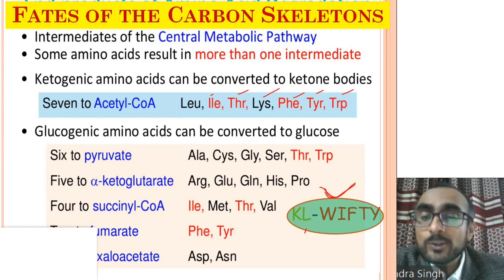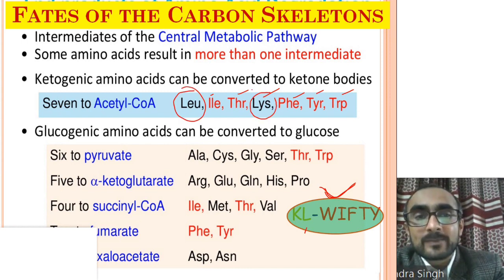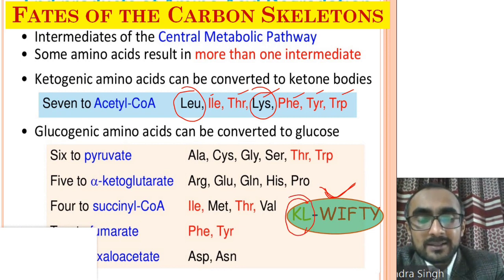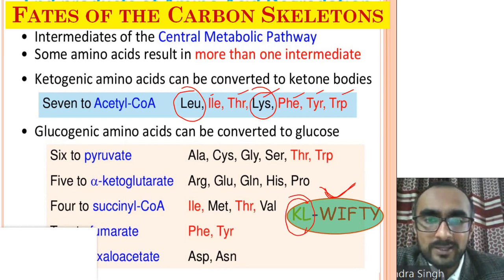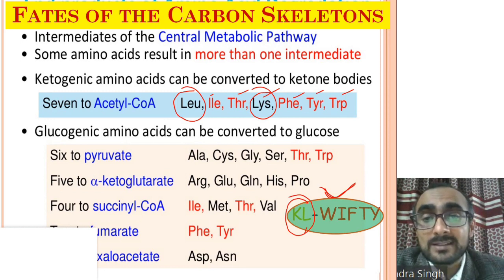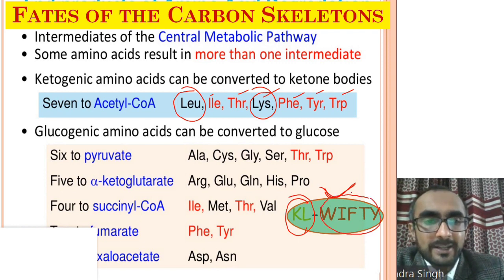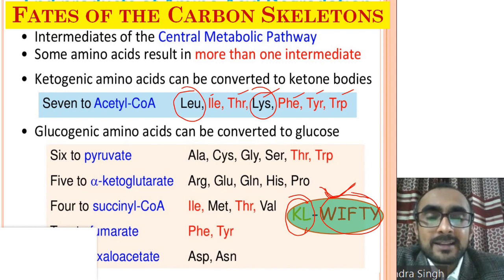7, there are only 2 amino acids which are purely ketogenic. Ketogenic means they only produce acetyl coenzyme A, and those are leucine and lysine. So here K and L. So K and L are the only 2 amino acids which are purely ketogenic. They produce only acetyl coenzyme A, and the rest 5, WIFTY, W-I-F-T-Y, these 5 amino acids, they produce acetyl coenzyme A along with some of the intermediates of the TCA cycle.